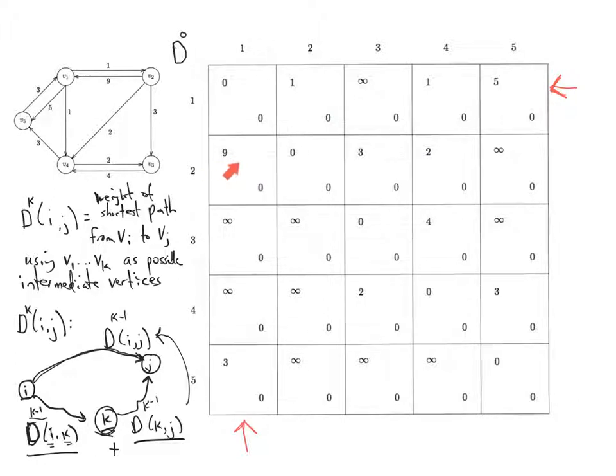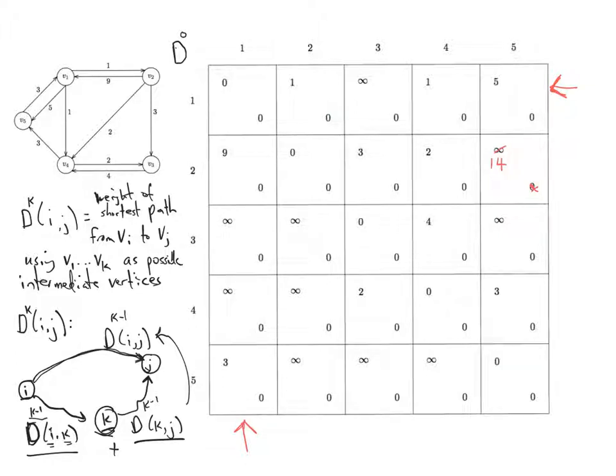So going from 2 to 5 directly costs infinity. You can't do it, basically. But if you go from 2 to 1, that's 9. And from 1 to 5, that's 5, so that's 14. So 14 beats infinity by quite a bit. So we cross this out and write 14. And, this is important, in order to be able to figure out our path later, we write 1 there. It's the intermediate vertex that you use to get that done.